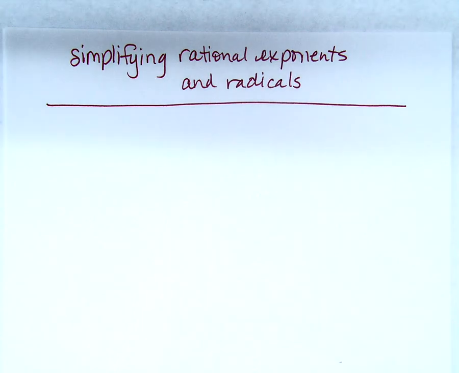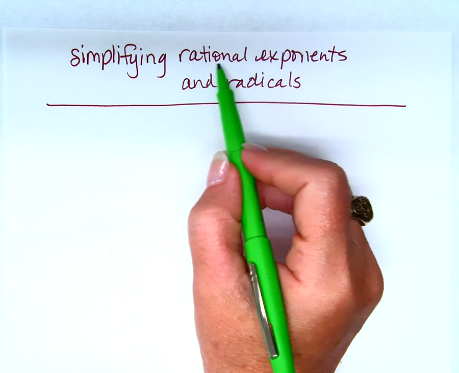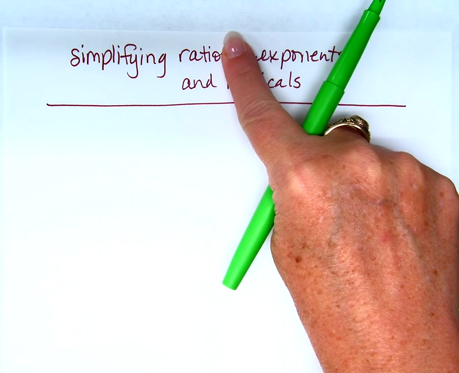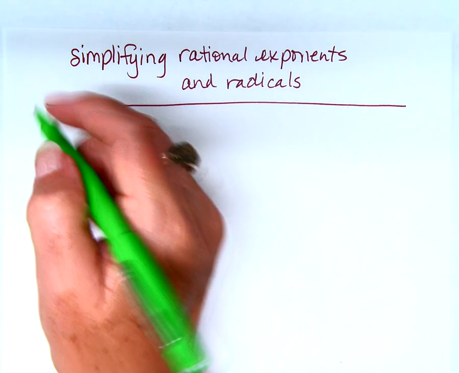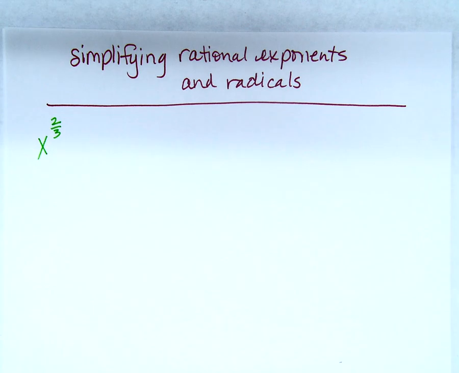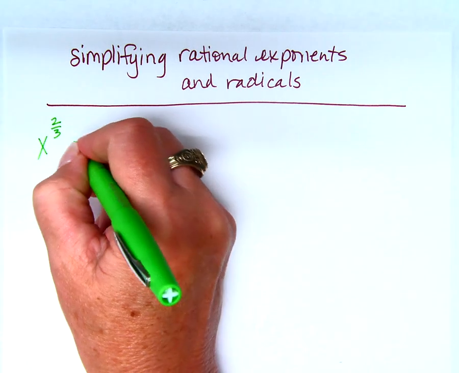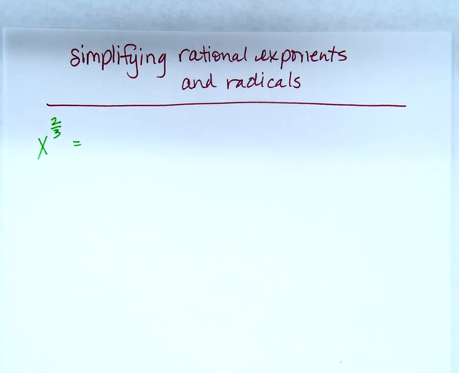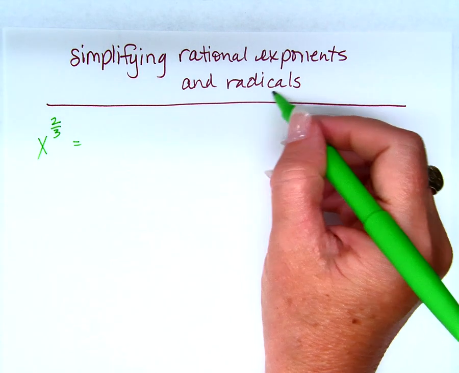Rational exponents. What does that mean again? What's it mean? What's rational mean? Ratio, which means a fraction. So like x to the 2/3 power, right? How can I rewrite that in radical form? What do I mean by radical?